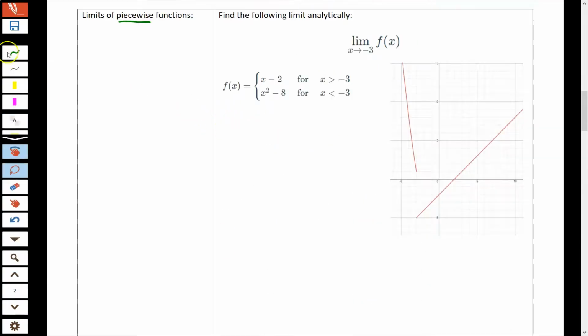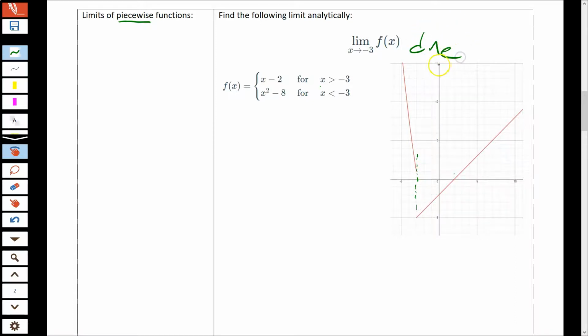So let's now look at something a little more interesting. This, remember, is called a piecewise function because it's made up of two different pieces. Here's how it looks graphically, and here is the formula for the function, right? The reason we get two different pieces is because it's defined differently for x values to the right of -3 versus x values to the left of -3. So the result is this little jump here at x equals -3.